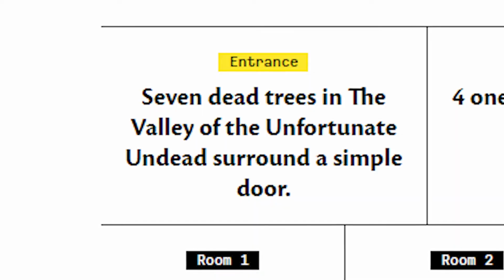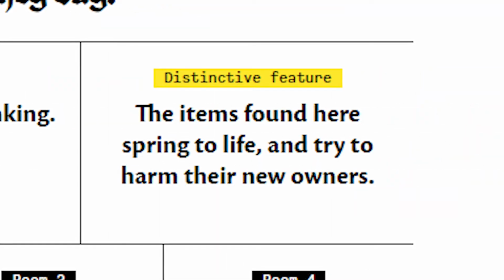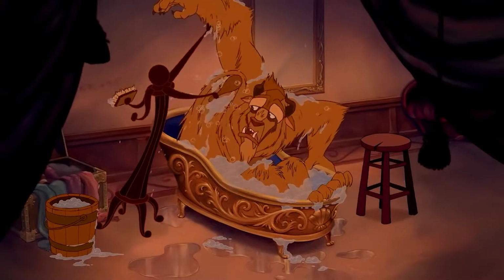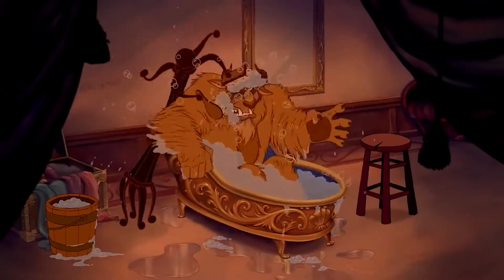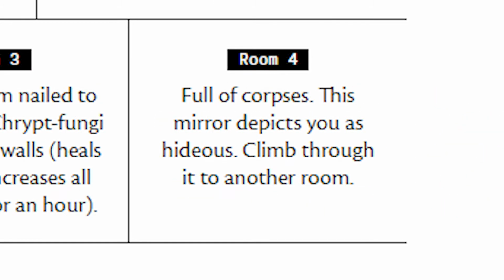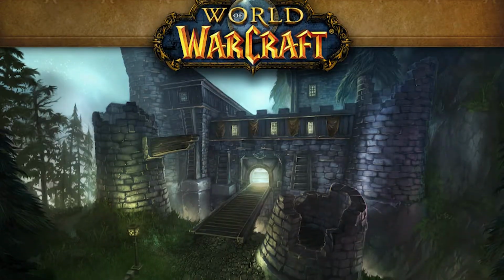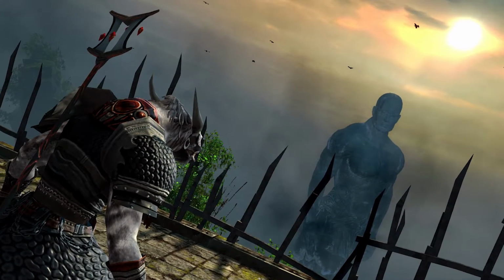It tells you what the entrance of the dungeon is like, it tells you who's guarding the dungeon, and it even gives your dungeon like a distinctive feature. So for example, all the inanimate objects actually spring to life and attack you, like some really dark, macabre Beauty and the Beast situation. And if that wasn't enough, it gives you 4 rooms and describes what's in the room for you. Like I said, I just discovered this one and I can't wait to use it with my players. I think it's going to be a really cool tool to help me build way better dungeons, way more exciting dungeons, and way more fun dungeons, and I think it'll do that for you too.